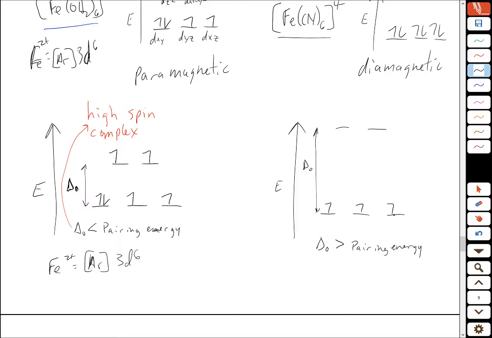And so it's going to cost more energy to put electrons in the top set than it would be to pair those electrons up, because the delta O, that splitting of the d orbitals, is very, very big. Okay? So it costs us less energy to simply pair the electrons in the lower energy box. And so this is what's known as a low spin complex.